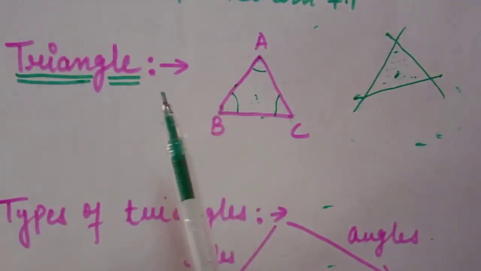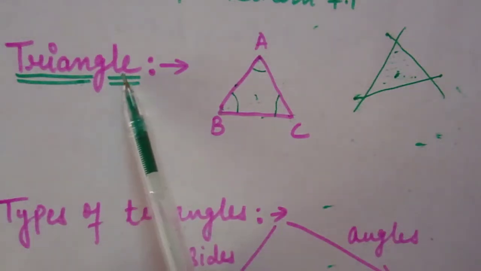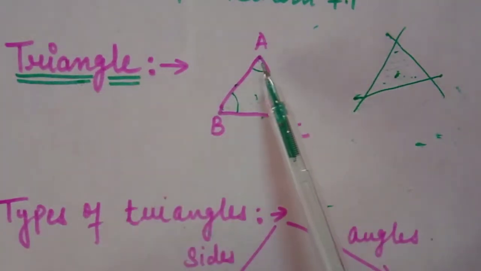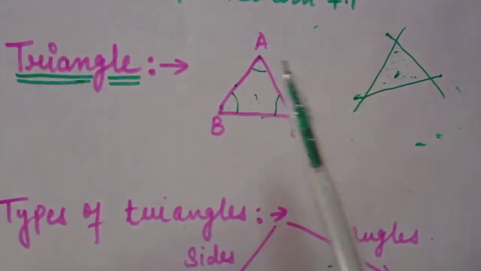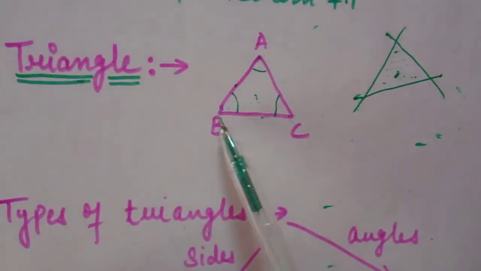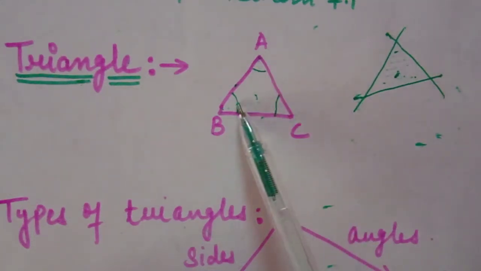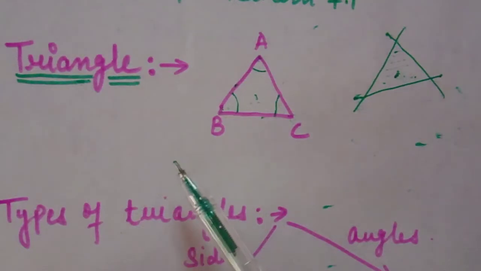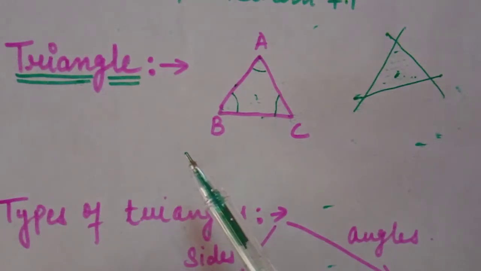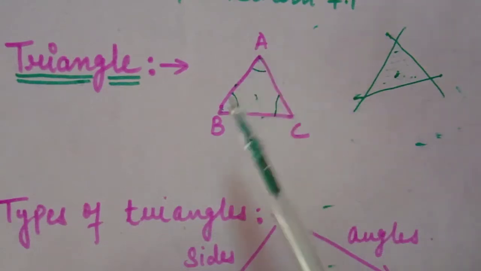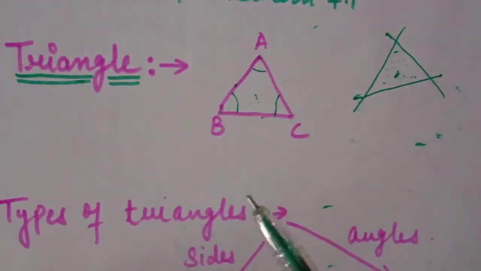Now in a triangle we have six different basic elements. First is side AB, second side AC, third side BC, fourth angle A, fifth angle B, sixth angle C. After these six basic elements, we have three more elements in it, which are vertex A, vertex B and vertex C. So these are the elements of a triangle.